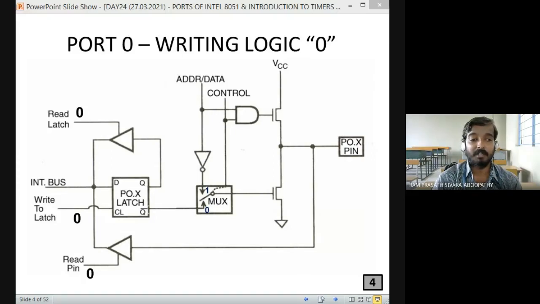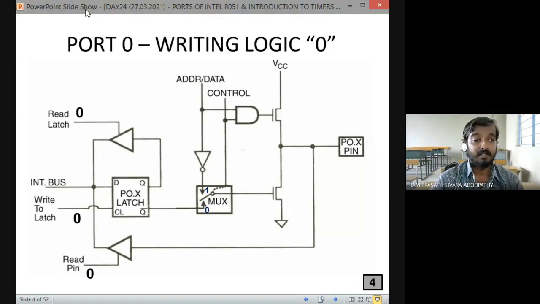MOV P0, #00H. Very good, Karthikeyan. It is a byte operation, correct? If you are writing this particular data, you missed the hash. Actually it is MOV P0, #00H. See, what you have mentioned is a byte operation. I am speaking about the bit operation because here we are studying the operation of an individual pin.